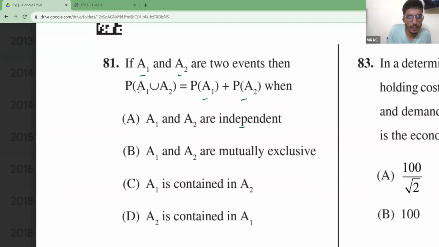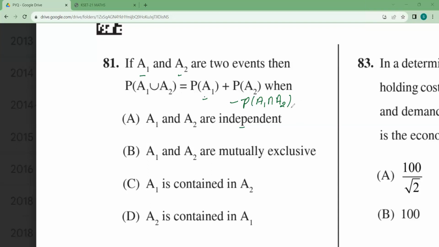So we know that probability of A1 union A2 equals probability of A1 plus probability of A2 minus probability of A1 intersection A2. If this is given, it means what? That probability of A1 intersection A2 must be 0. That will happen only when they are mutually exclusive. So they are mutually exclusive.